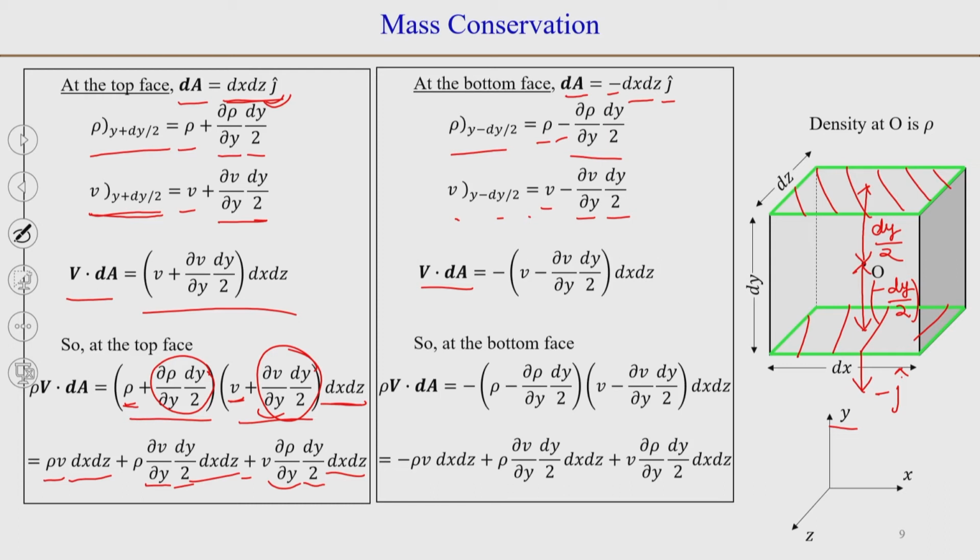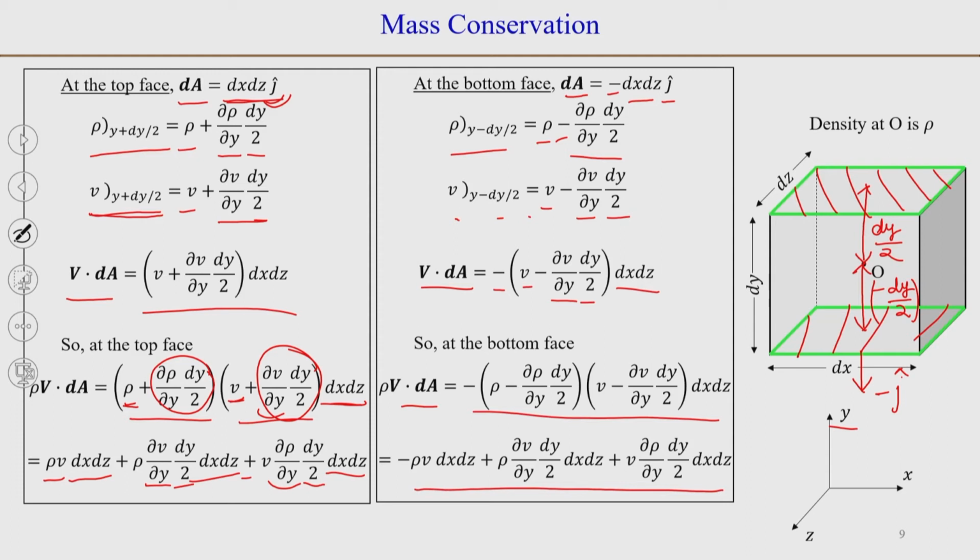So, when you take the multiplication, you will have minus v minus ∂/∂y of v into dy by 2 and multiply by the magnitude of area dx dz, that will be v dot dA, and then we can collect all the terms rho v dot dA and take the multiplication and neglect the term having dy squared. So, then we will have all three terms.